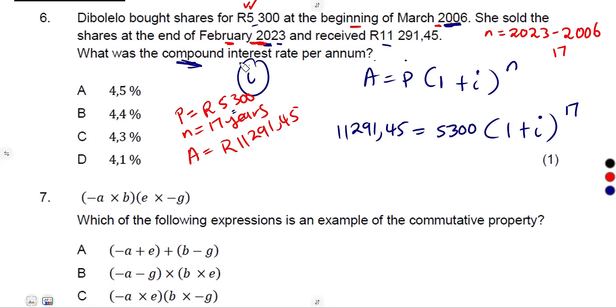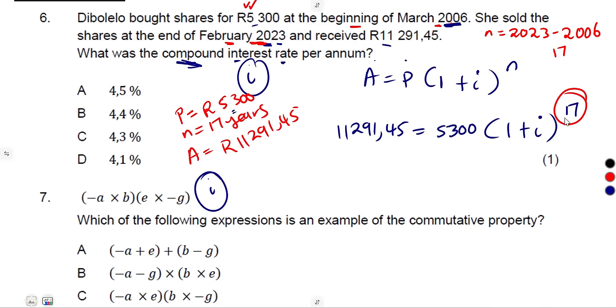What was the compound interest rate? So we must solve for I. And as we can see, it's a percentage there. So on your calculations also, guys, consider that your answers are already given as a percentage. So multiply by 100 at the end. All right. So what can we do?